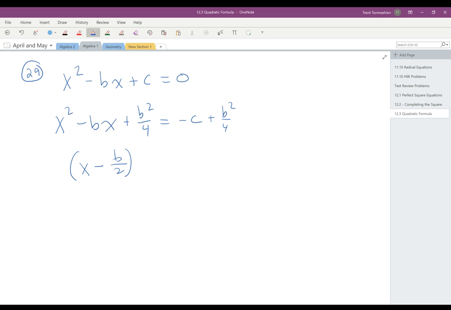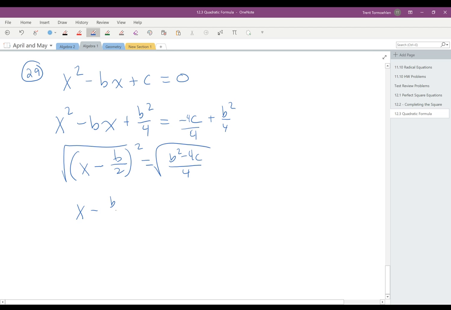So it gives you x minus b over 2 squared equals, and then this side, I'm going to go ahead and put these together. And so negative c would be the same as negative 4c over 4. And so that's going to give me b squared minus 4c all over 4. I'm then going to take the square root of both sides, and that's going to give me x minus b over 2 equals plus or minus, because you add the square root, so you need to put the plus or minus. The numerator, we don't know what the square root of that is, and so we're just going to leave it as b squared minus 4c. But the denominator, the square root of 4 is just 2.